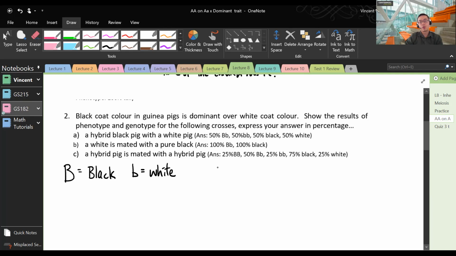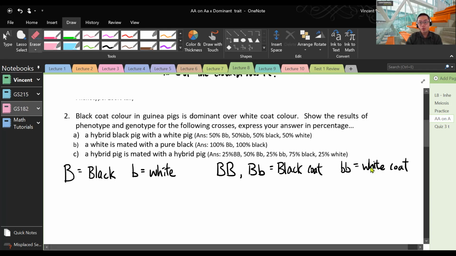Okay, so it's always diploid unless otherwise stated. It's always diploid. Okay, you can count on it. So let's say we have big B, big B, and big B, small b. Right? So these individuals will have black coat. Okay, because one big B is enough to turn the coat black, right? Okay, because that's the dominant allele, and then small b, small b, right? It's going to be white coat. Before we proceed, any question about this?